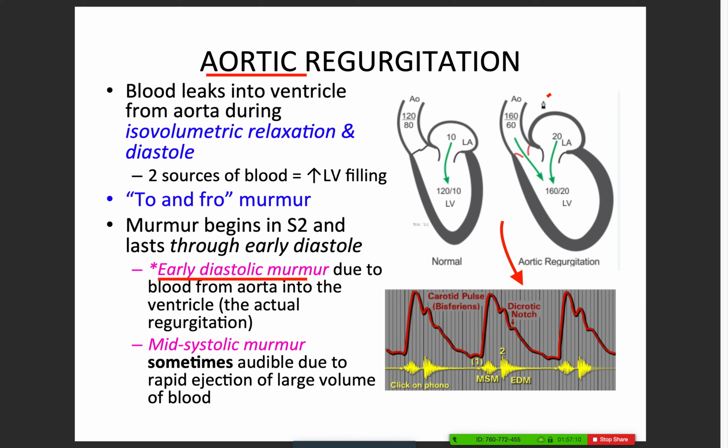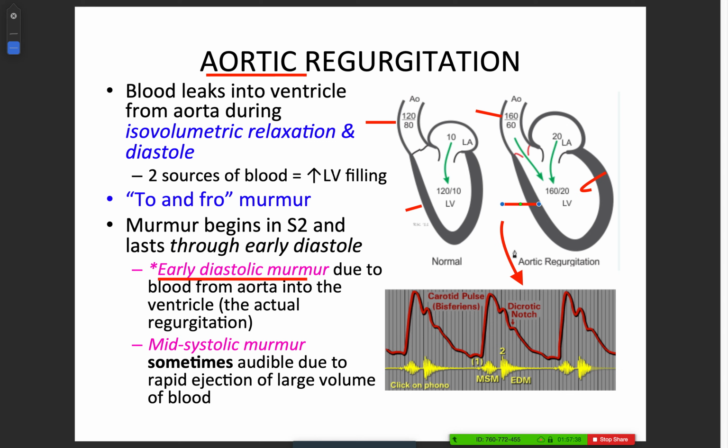Other things that we need to take note of. Number one, our aortic pressure overall is going to increase, and our ventricular pressure overall is going to increase. Look, on a normal person, we have 120 over 80 and 120 over 10. Here we have 160 over 60 and 160 over 20. So we see a higher pressure for systole, but then during diastole, we see a lower diastolic pressure.